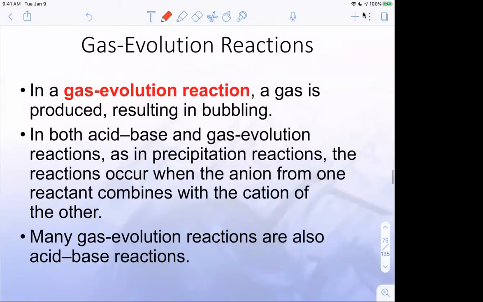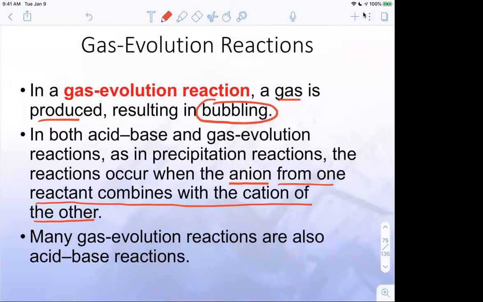In a gas evolution reaction, a gas is produced, and I can tell it's produced when I see this sort of vigorous bubbling. So in both acid-base and gas evolution reactions, just as in precipitation reactions, the reactions occur when the anion from one reactant combines with the anion or the cation of the other. Many gas evolution reactions are also acid-base reactions.